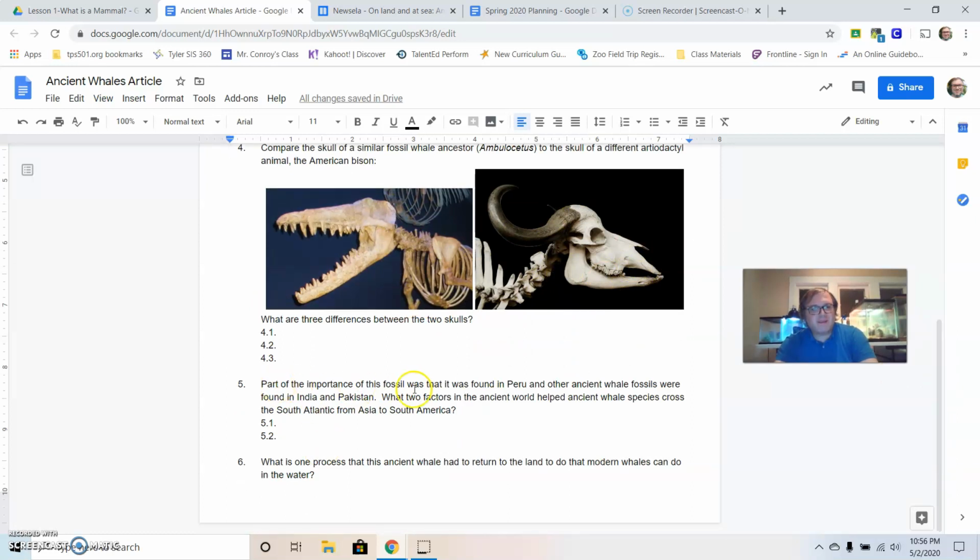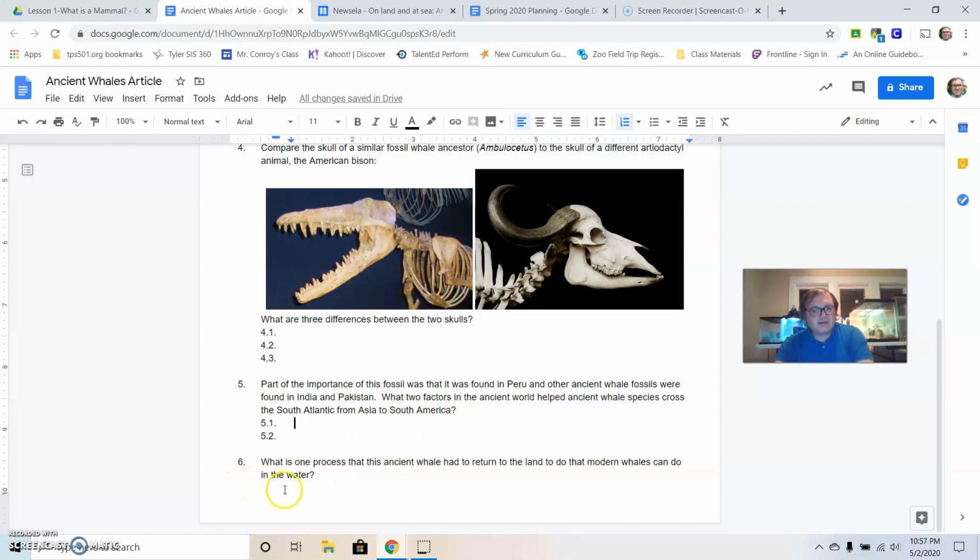Number 5, part of the importance of this fossil was that it was found in Peru and other ancient whale fossils were found in India and Pakistan. What 2 factors in the ancient world helped ancient whale species cross the South Atlantic from Asia to South America? So again, look in the article for where it starts talking about them crossing the South Atlantic. That has to do with the name of this new fossil species that they discovered, and talk about why this was easier in the ancient world, crossing from Asia to South America.